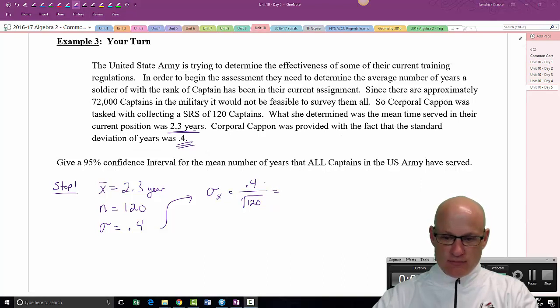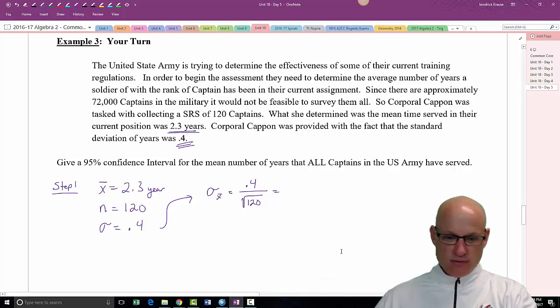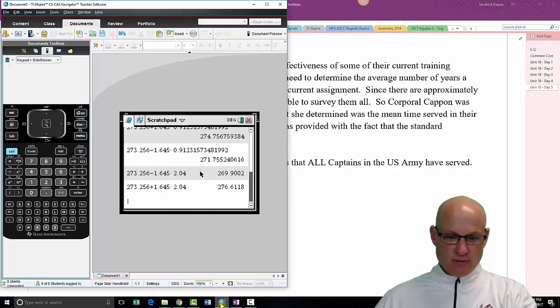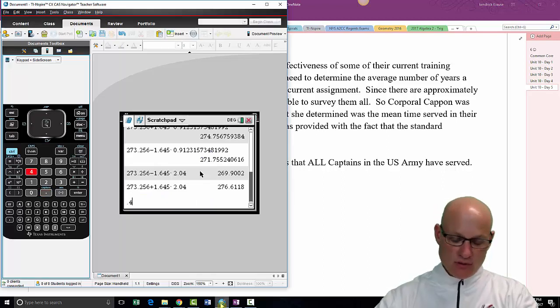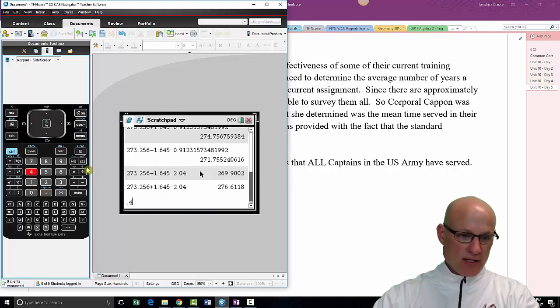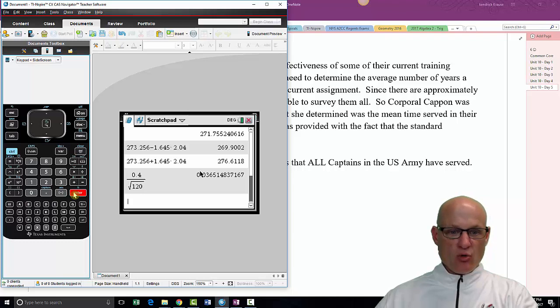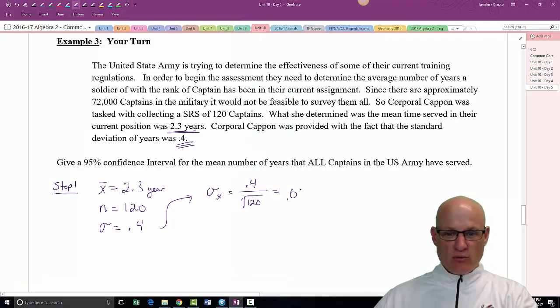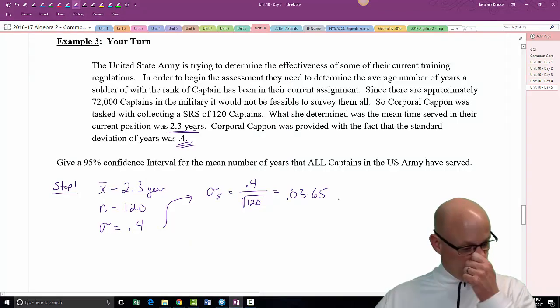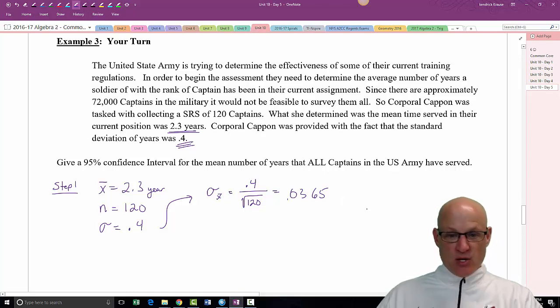So 0.4 divided by the square root of 120. I got 0.0365. All right, so that's step one. We got pretty much that. Well, wait a second. What kind of confidence interval? We want a 95% confidence interval.